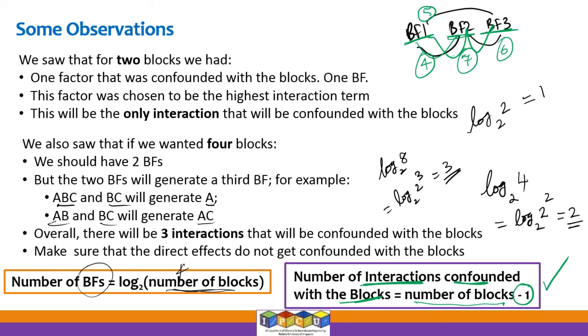So if the number of blocks is equal to 4, as we analyzed in this particular video, the number of interactions that will be confounded with the blocks will be 3. Which 3? It's your choice. Therefore, we have to do that wisely. In design 1, the 3 interactions were ABC, BC, and A. In design 2, it was AB, BC, and AC. So in both cases, it was 3 interactions that confounded with the blocks. But this is better than this, right? So the circled one is better.